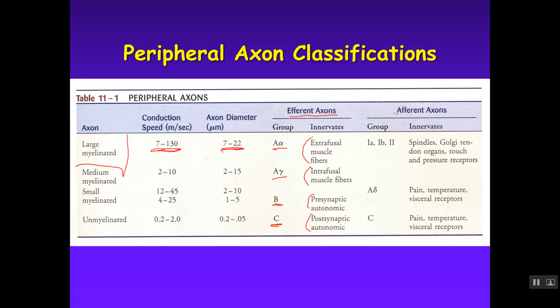And then the afferent axons or sensory axons are classified as 1A, 1B, or 2s, which are coming from proprioceptive receptors, and then A delta, which is your fast pain, and C's, which is your slow pain, and also some of your pain receptors in your visceral structures, organs.